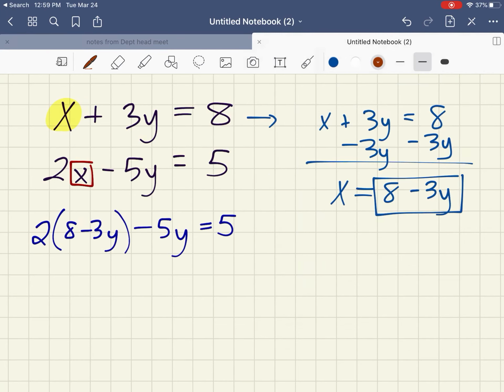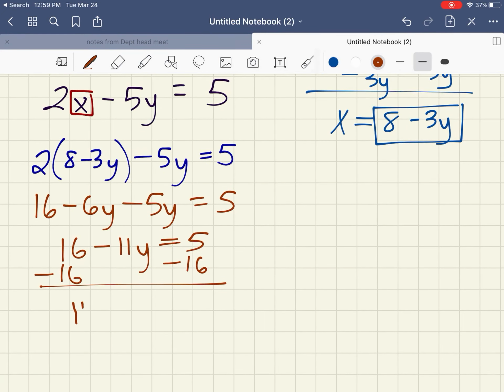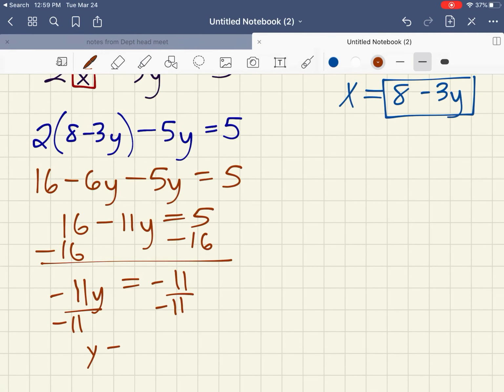And then again, I'm just going to now solve. So I'll distribute the 2. Combine like terms. Solve for y. Subtract 16. Divide by negative 11. And y equals 1.